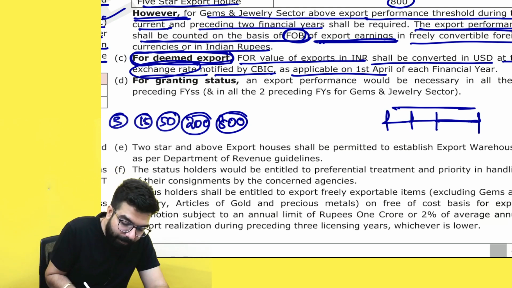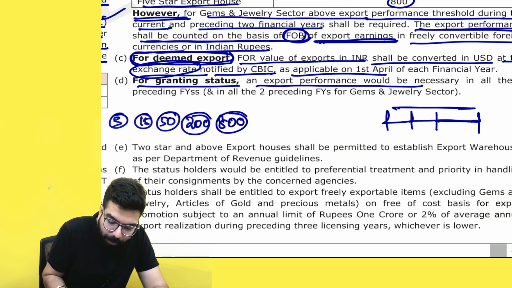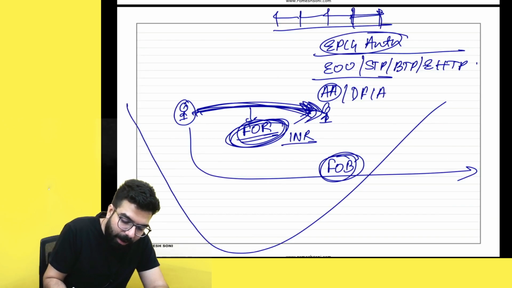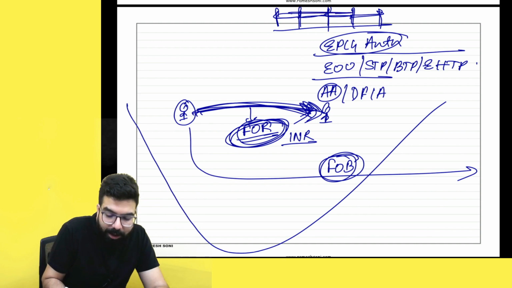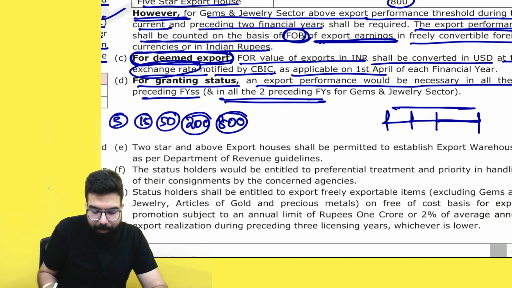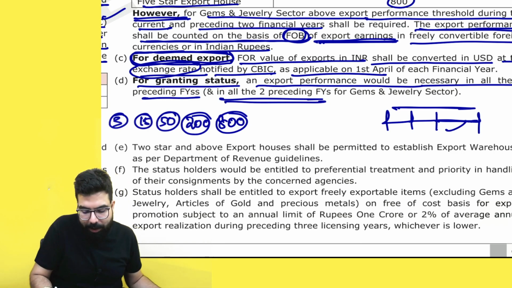Okay? For granting the status, an export performance would be necessary in all the 3 preceding financial years, means current year plus these 3 preceding financial years' export performance is seen. So, in all the 3 years you should have export performance done. And in the gems and jewelry sector, you see the current year and the last 2 years.